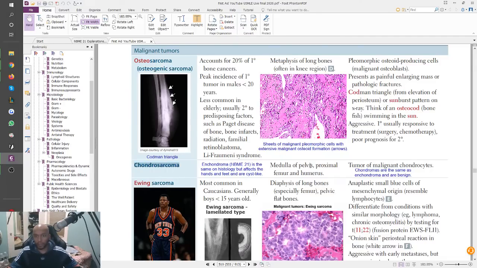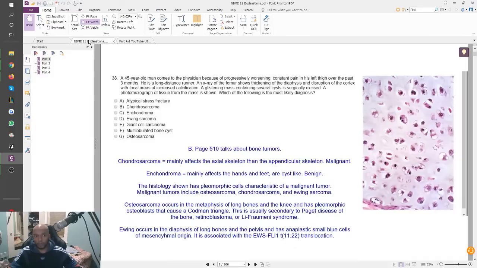It occurs in the medulla of the pelvis, proximal femur or humerus, a tumor of malignant chondrocytes, right? And there's not much information about that in First Aid at all, okay? So this is how a presentation of that would look, right? And how would you get this? Well, to me, this is why I emphasized this image thing as such a big deal. To me, as soon as I saw this slide, I knew that they were talking about cartilage.